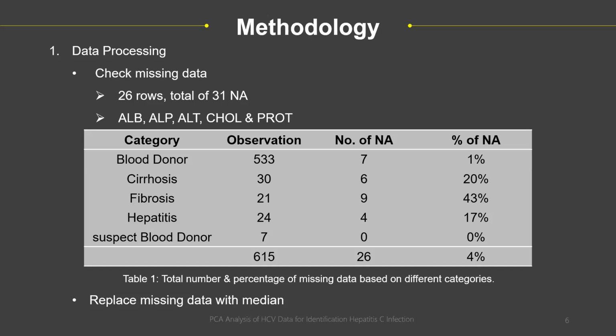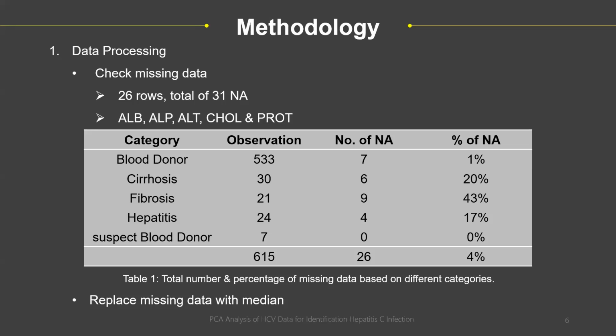Okay. For my part, I'll be presenting on the methodology. First, for data processing, we checked whether there's missing data in the set, and we found that there are 26 rows of observations containing a total of 31 missing values. And BIL, ALP, CHOL, and PROT, these variables are the columns that contain missing values. Table 1 shows the total number and percentage of missing data based on different categories.